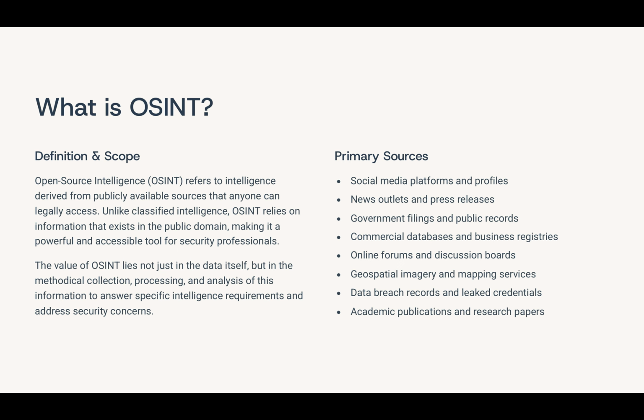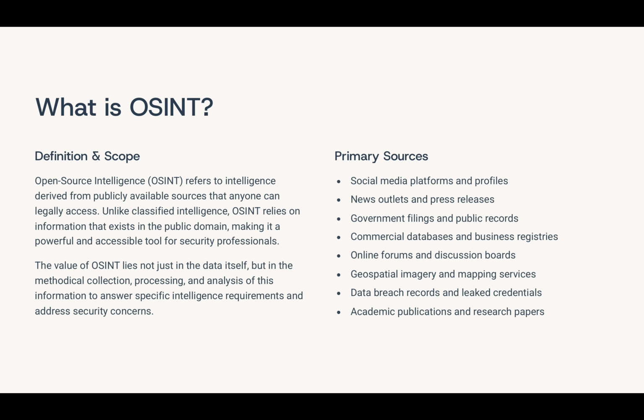There are many types of sources we can leverage with OSINT. Core examples include social media platforms and public profiles, news articles and press releases, government filings, and business registries. We also look at online forums, geospatial imagery from mapping services, leaked credential databases, and even academic publications. Each of these can provide unique, sometimes critical, intelligence depending on the context of your mission or threat assessment. With the right methodology, OSINT turns the immense volume of public information into an effective resource for executive protection and security operations.